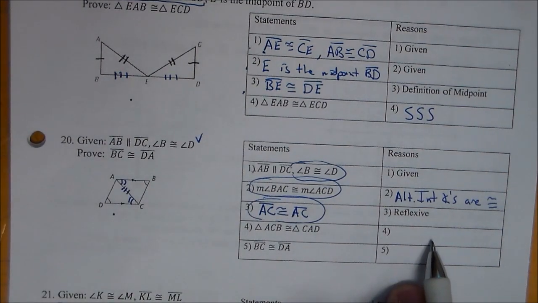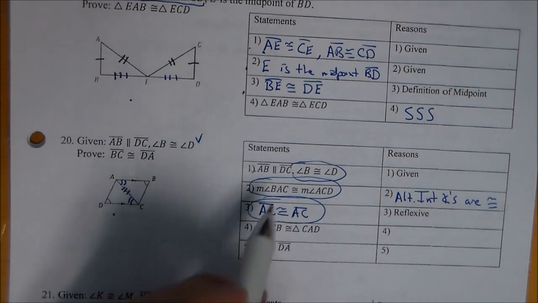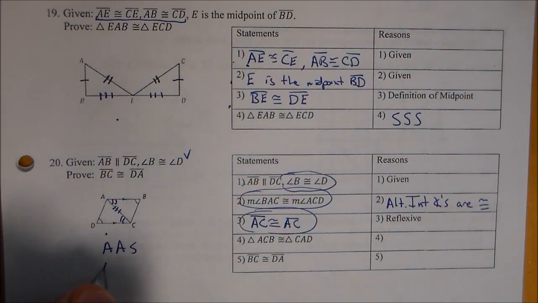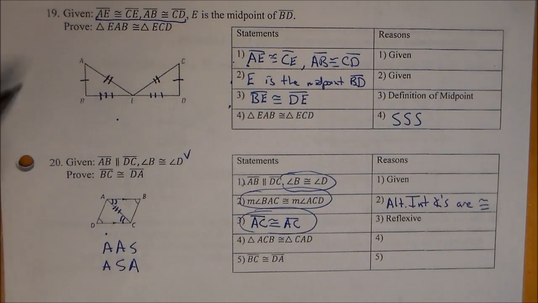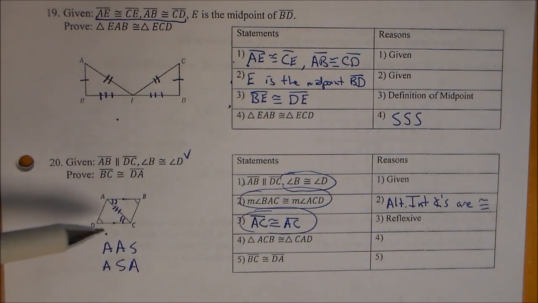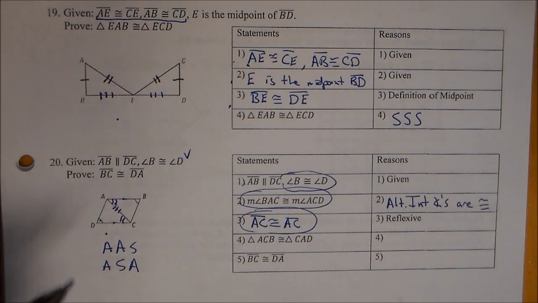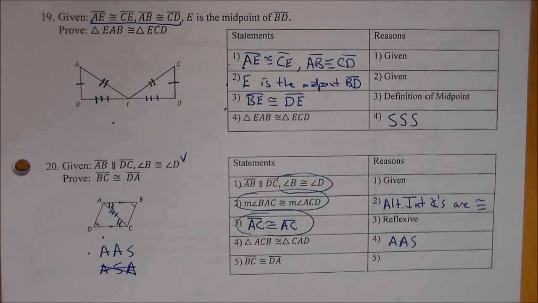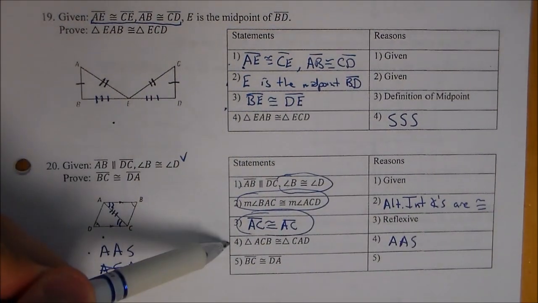So that's what's going to come next. But also, two of them are angles. So if two of them are angles, it's either angle, side, angle, side, or angle, side, angle. It's down to these two. If we look between the two angles, it's not the side. So we're going to go angle, angle, side.